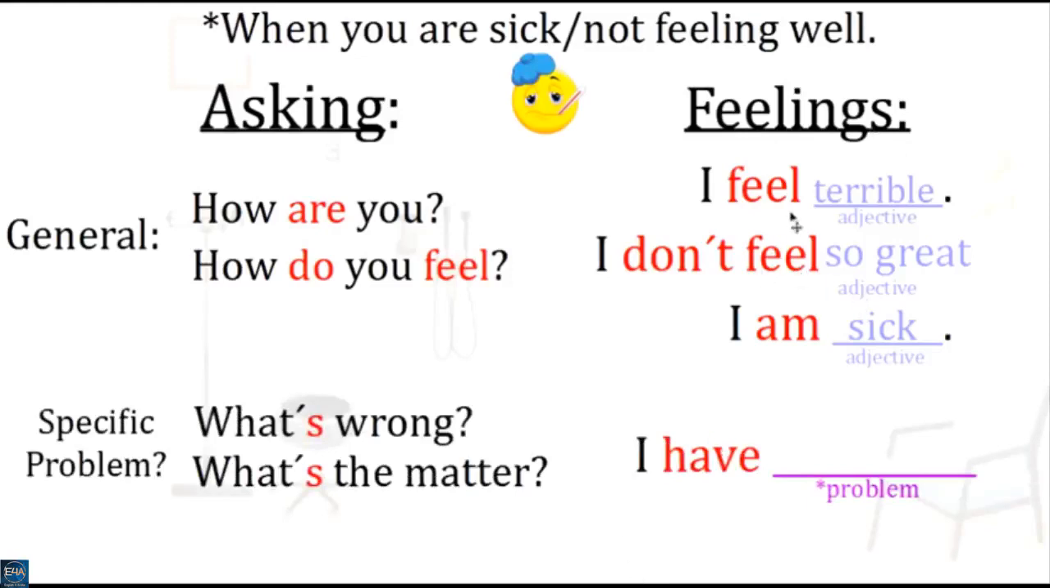So now we know the person feels terrible, and we want to know why. We want to know the specific problem. So we say, what's wrong? Or, what's the matter? These questions ask about the specific problem. And to describe the problem, we use the verb have. For example, I have, and then the specific problem. I have a headache. Again, the specific problem, what's wrong, or what's the matter, and the description, I have a headache. Very good.